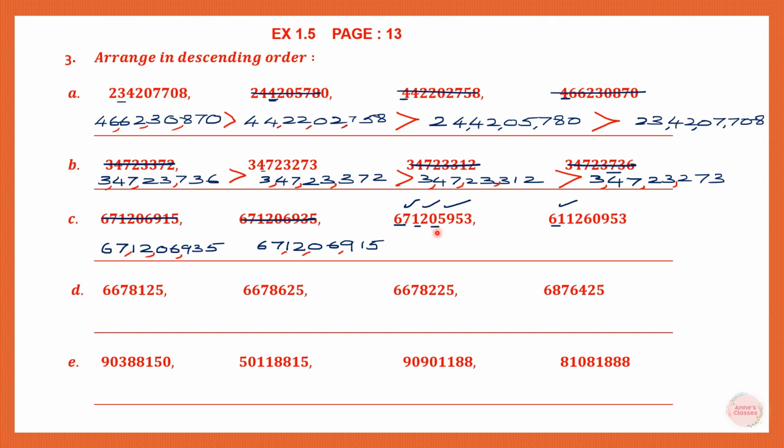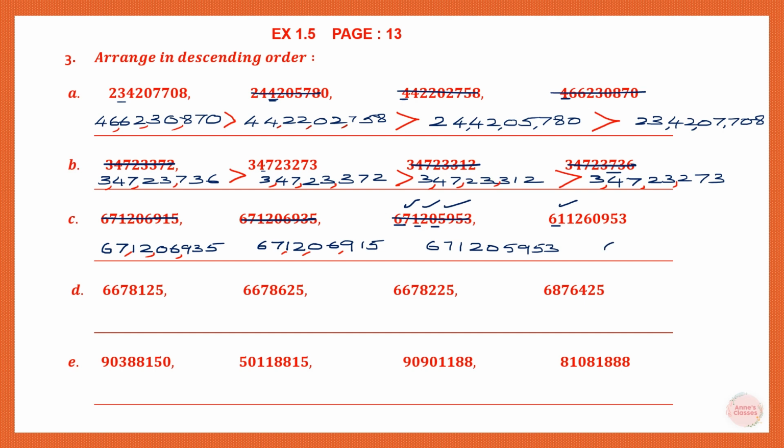Now in these two numbers, right at the beginning, we said this is the smallest. How did we know that? Look at the 6, 6. Then we have 7 and we have 1. So 7 will come before 1. So let's write this number. That is 6, 7, 1, 2, 0, 5, 9, 5, 3. So we finished this number.